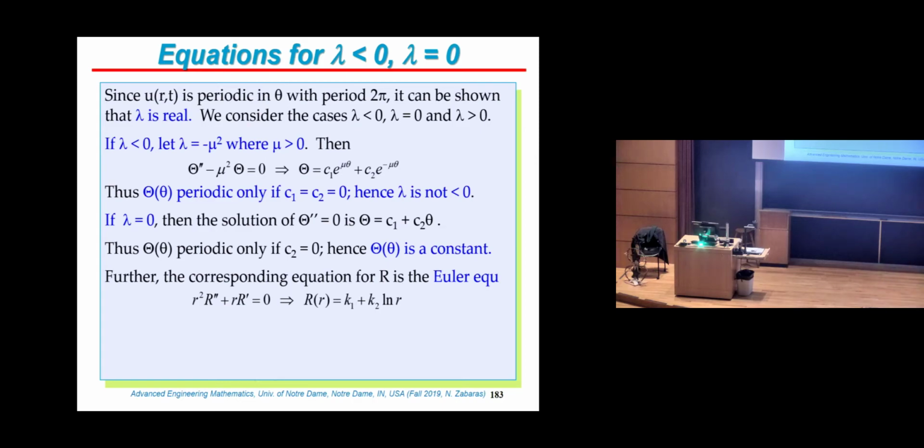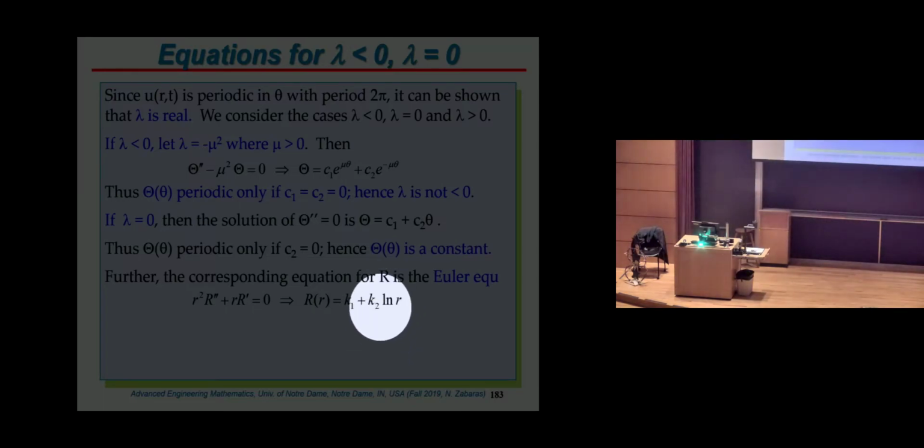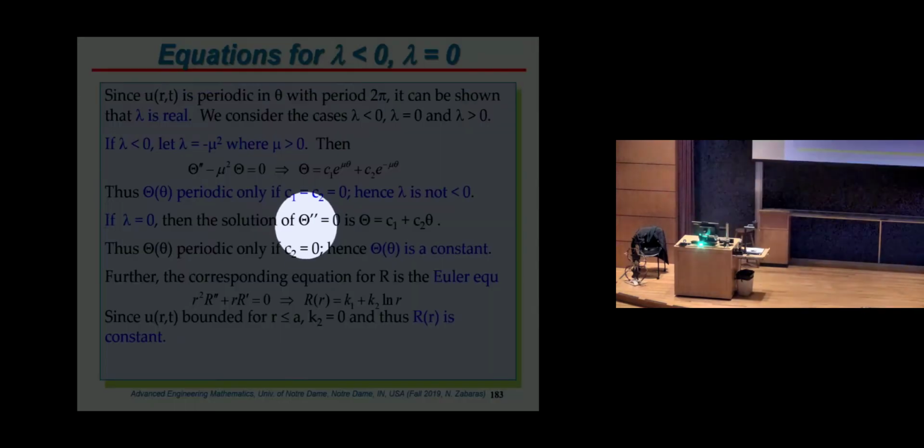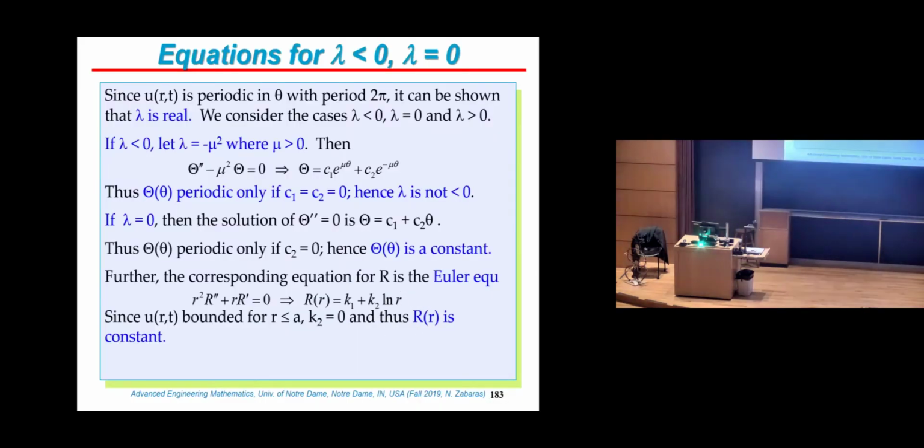Why is log of R not good? Because we made the assumption that we're looking for solutions that are bounded inside the disk. So at R equals 0, log of 0 blows up. So we don't want that. So we want capital theta constant, capital R constant. So effectively, lambda equal to 0 has an eigenfunction which is equal to constant, and so 1, right? We don't really care about the constant. So remember, lambda equal to 0 gives an eigenfunction that is equal to 1.